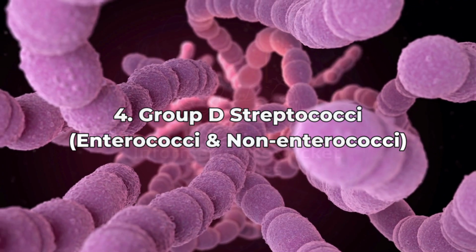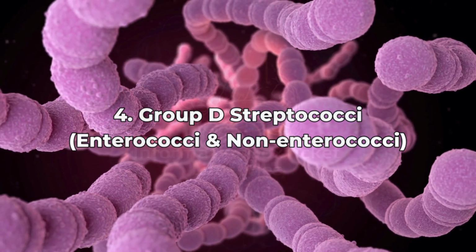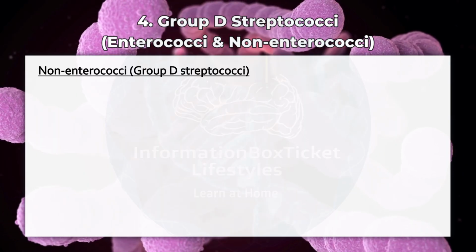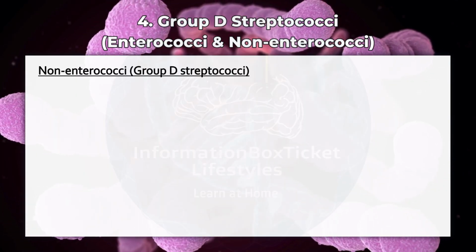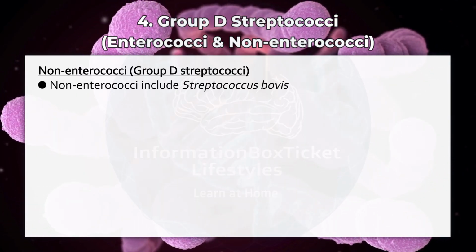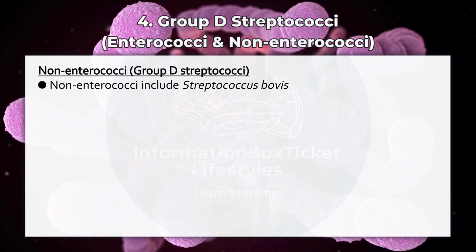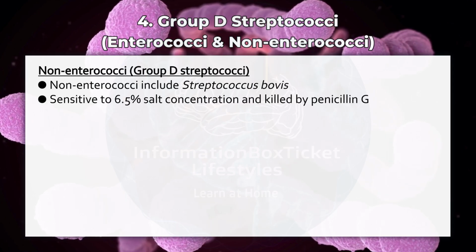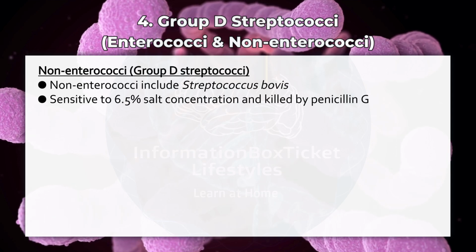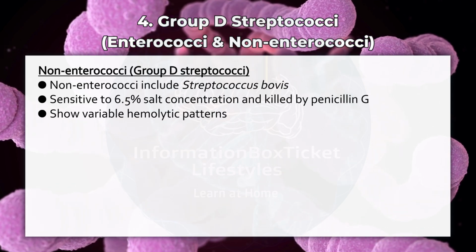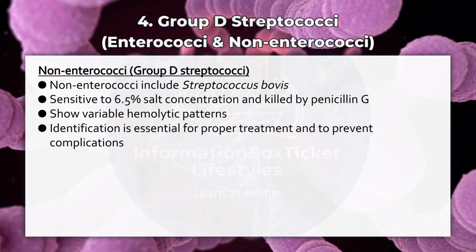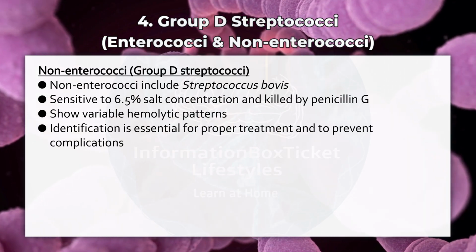Group D Streptococci: enterococci and non-enterococci. Non-enterococci include Streptococcus bovis, which is sensitive to 6.5% salt concentration and killed by penicillin. Group G shows variable hemolytic patterns. Identification is essential for proper treatment and to prevent complications.